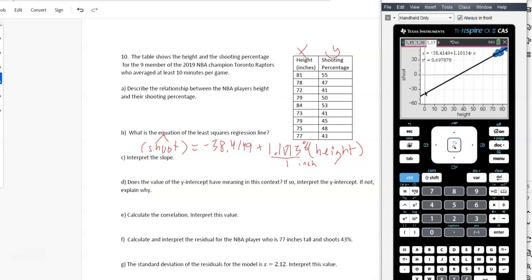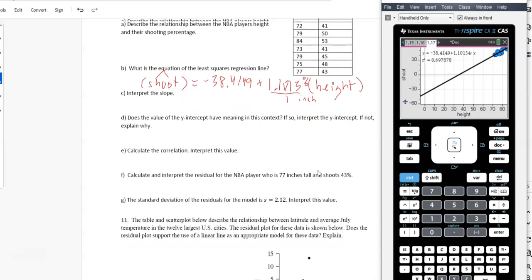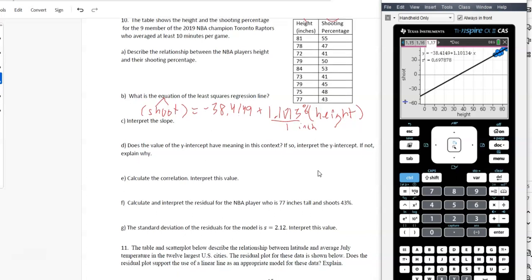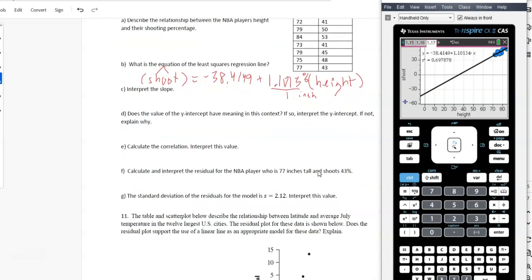That doesn't make sense, right? You can't have a negative shooting percentage. It's not possible here. Hopefully I did the answer right. Hopefully I didn't talk about height there, but it's definitely, that's the shooting percentage. I'll have to check my answers there. Interpret the slope. So the slope we just did. Does the value of the y-intercept have meaning? No, it does not. It's not possible. Calculate the correlation.